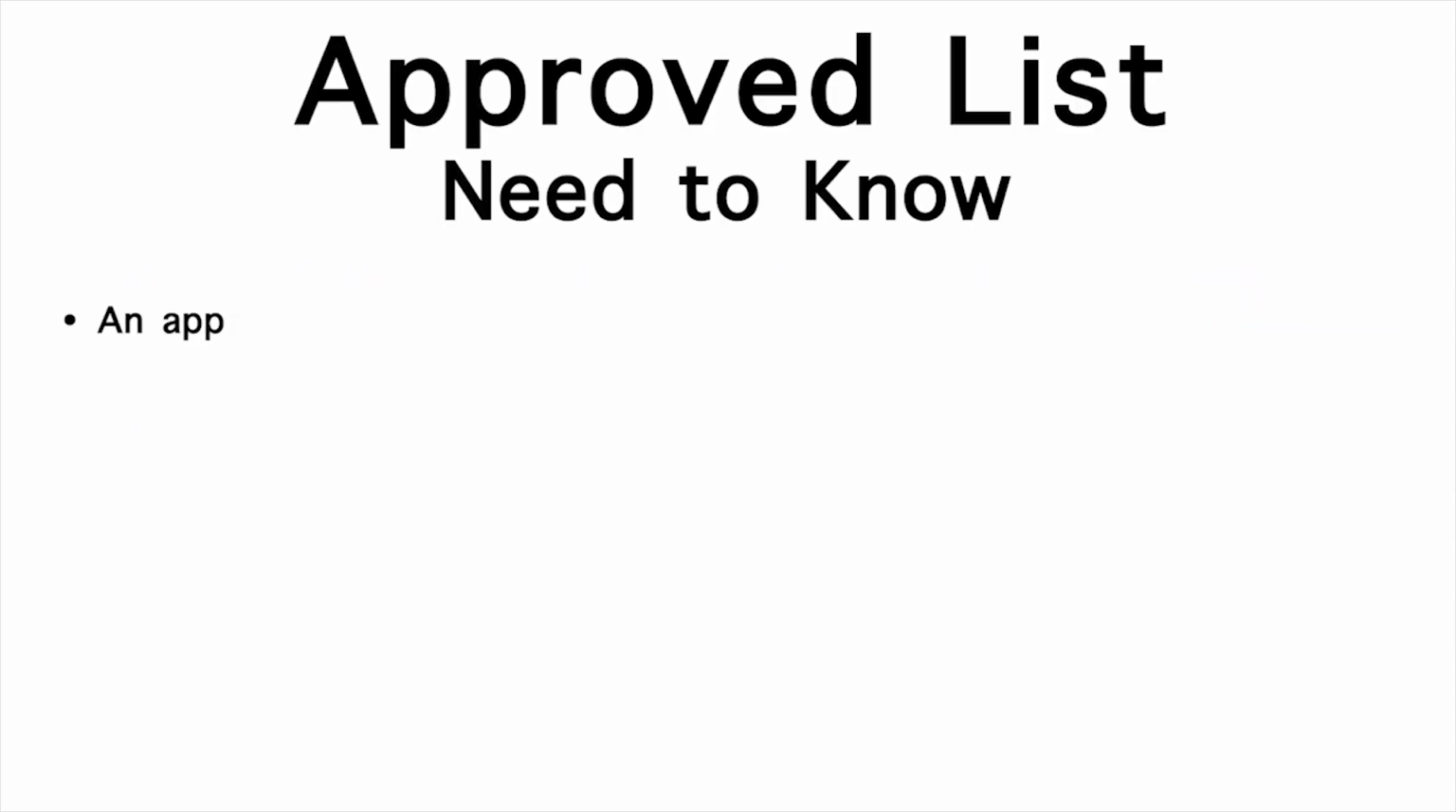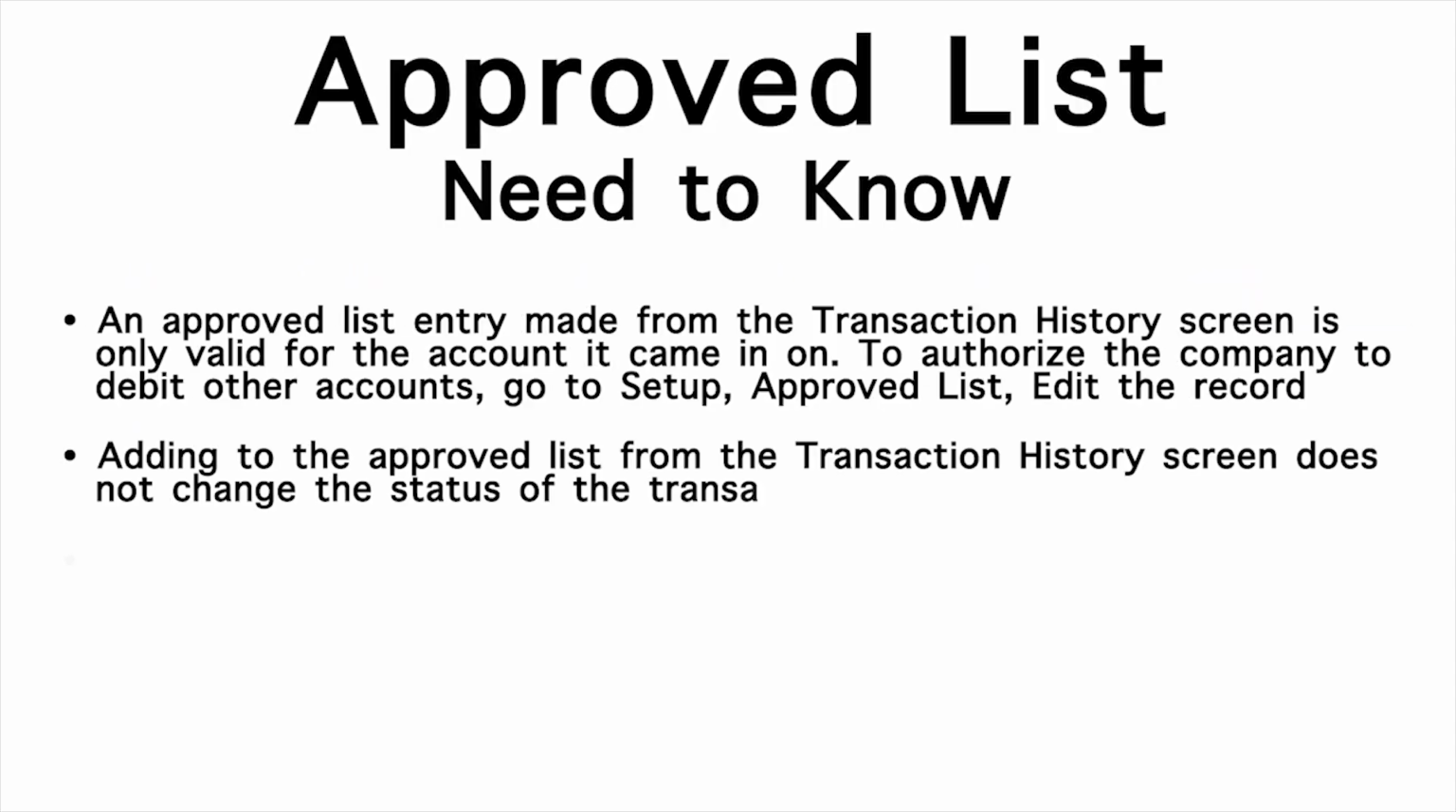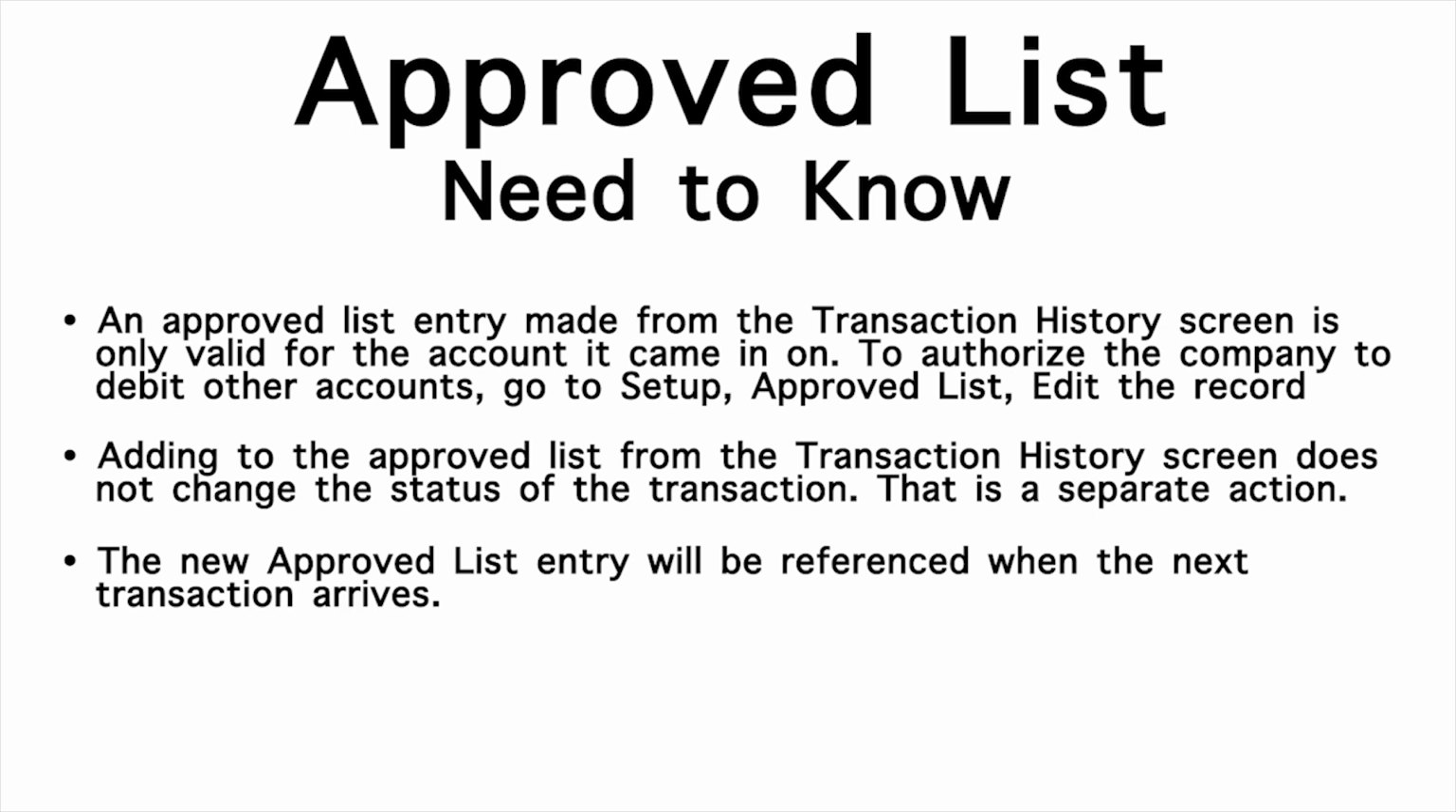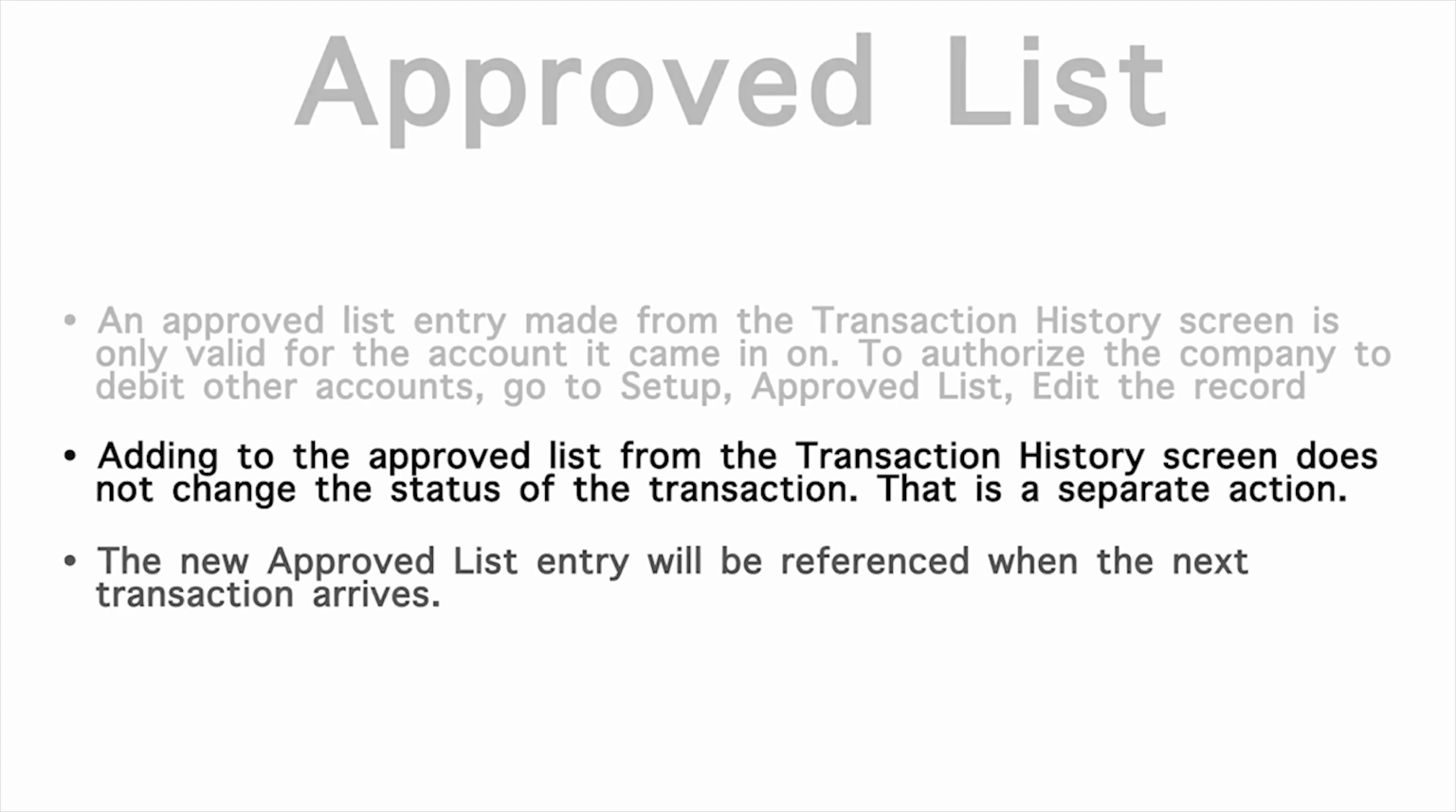Here are some key pieces of information about adding to the approved list from the transaction history page. An approved list entry made from the transaction history screen is only valid for the account it came in on. To authorize the company to debit other accounts, go to Setup, Approved List, Edit the record. Adding to the approved list from the transaction history screen does not change the status of the transaction. That is a separate action. The new approved list entry will be referenced when the next transaction arrives.